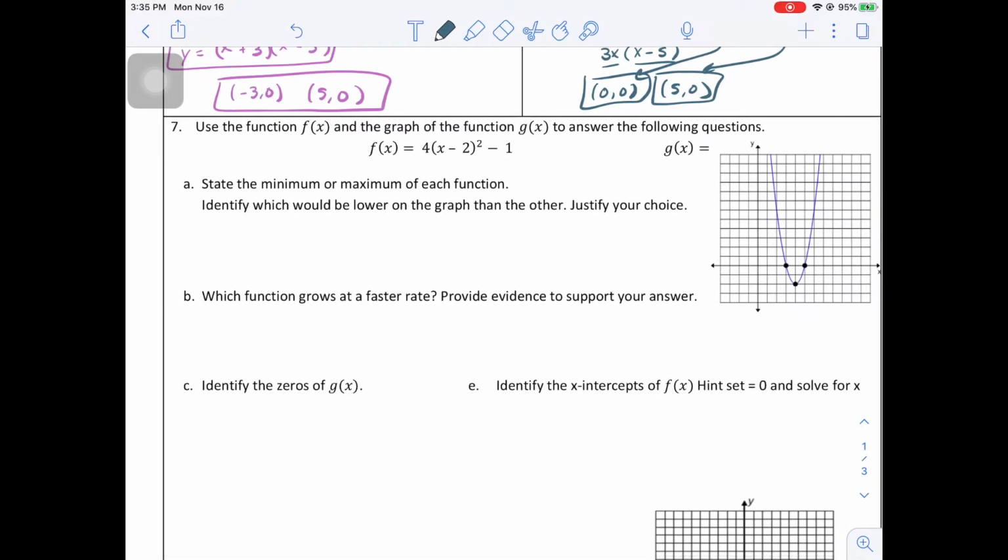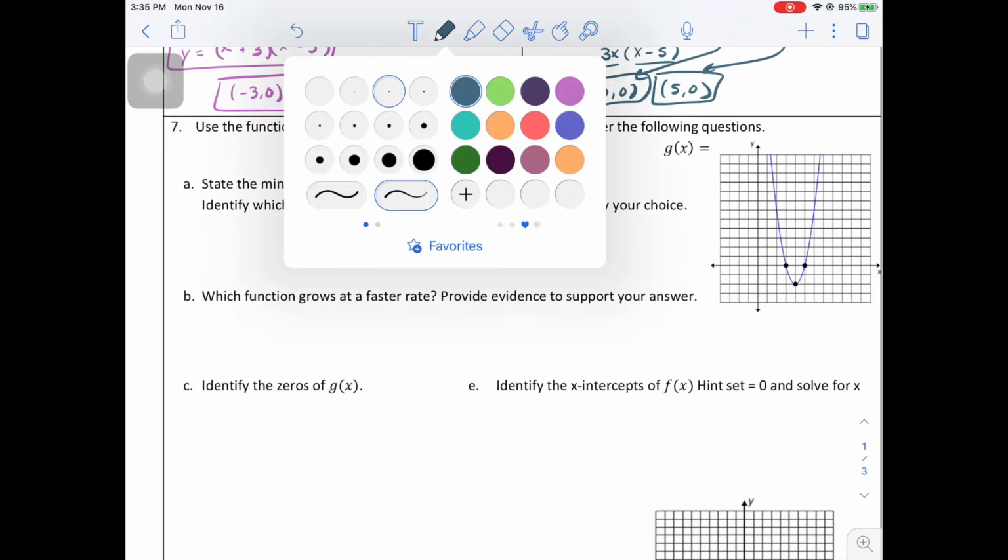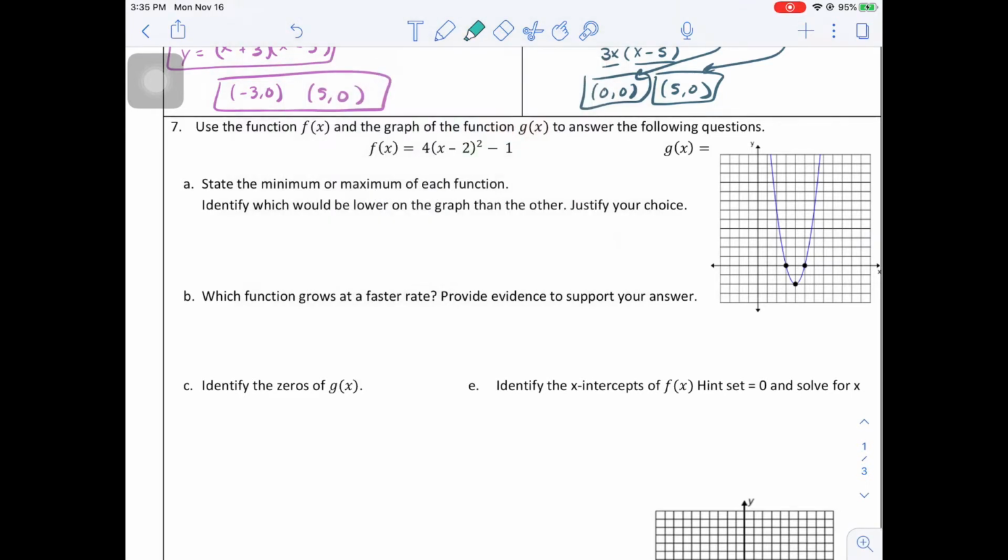All right, next it says use the function f of x and the graph of the function g of x to answer the following questions. State the minimum or maximum of each function. So let's do light blue here, and we will do pink for our g of x questions. So our maximum for f of x, so the max of f of x, we're talking about the vertex here. Okay, so the maximum value, or the vertex, is going to be at 2, negative 1.